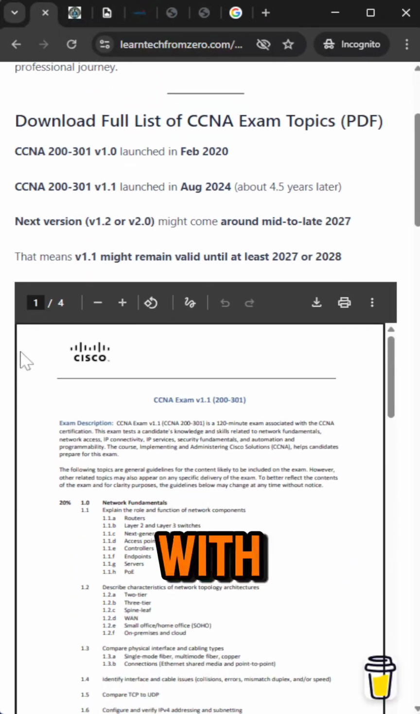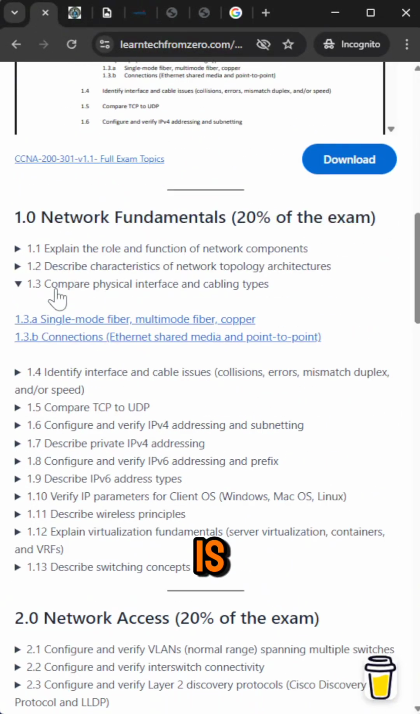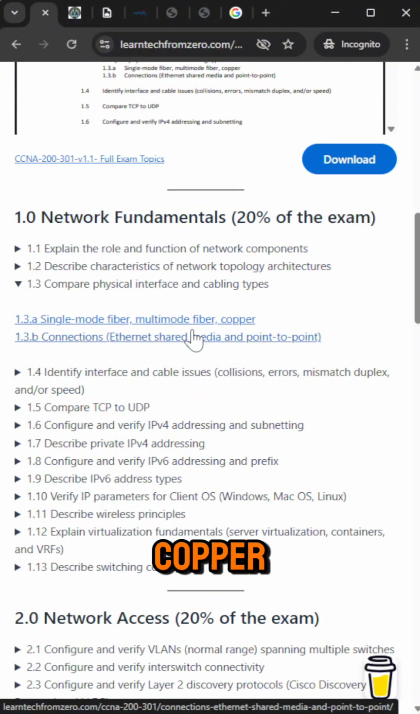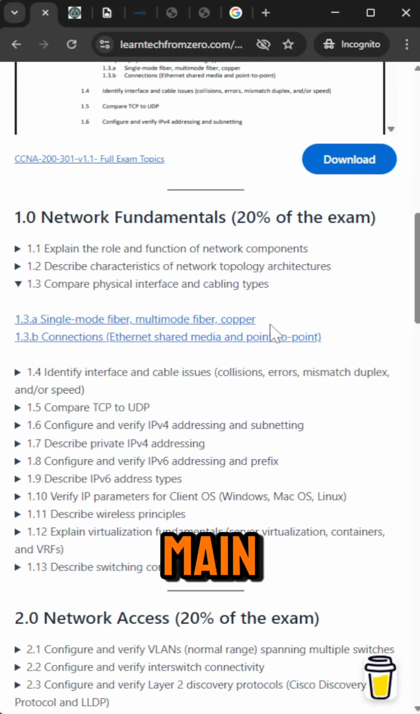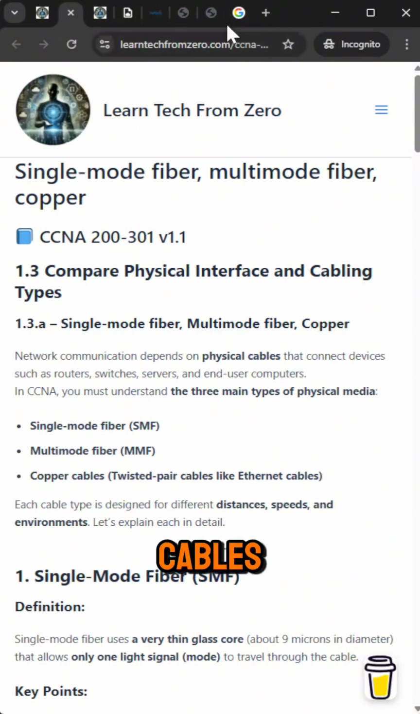So let's begin with today's topic, which is 1.3 single mode fiber, multi-mode fiber, and copper. These are the main three types of cabling, the cables that we need to know for the CCNA exam. So let's just quickly check those cables.